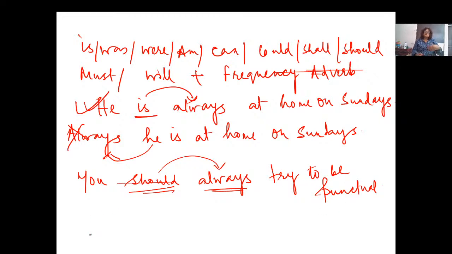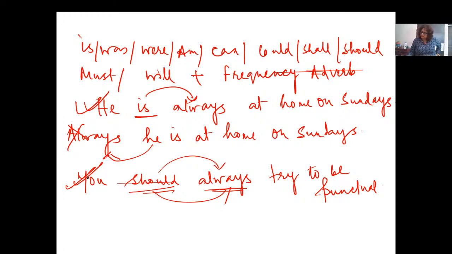If you write, "Always you should try to be punctual," or "You should try to be punctual always," if you put always at the end of the sentence or at the beginning of the sentence, remember that it will be the wrong sentence, not the correct one. We have to take always after the helping verb. So "You should always try to be punctual" will be the correct option. So after the helping verb we take the frequency adverb, and before the principal verb we take the frequency adverb. And what are the frequency adverbs? Always, never, usually, frequently, sometimes, soon. These types of words are called frequency adverbs.